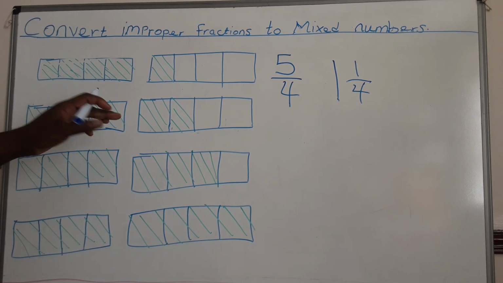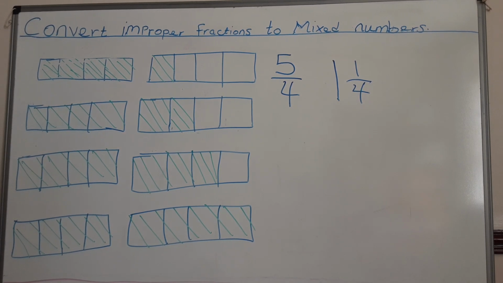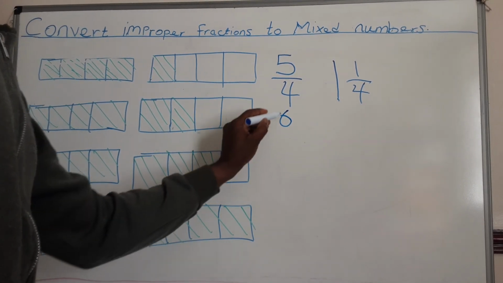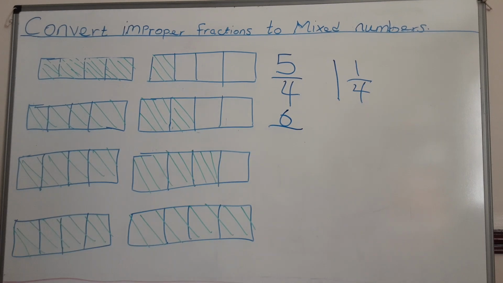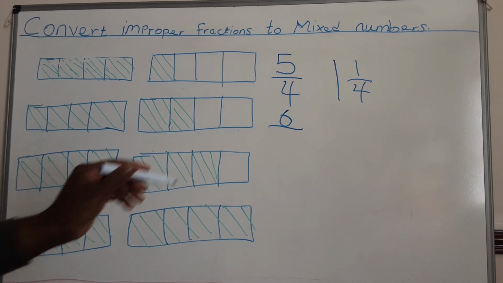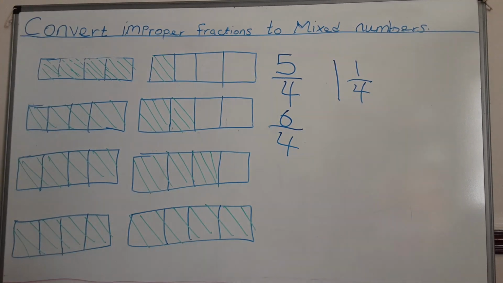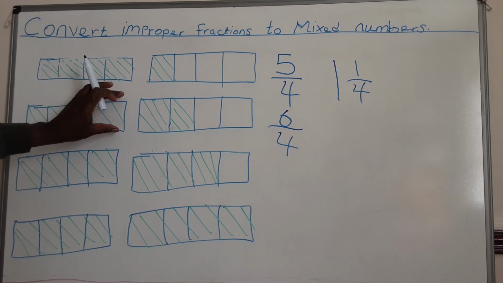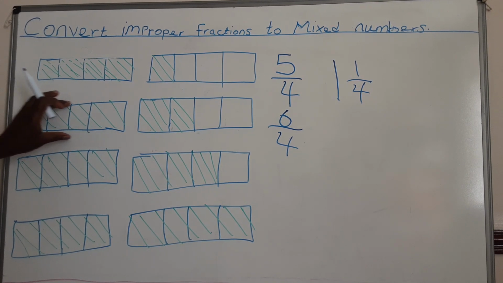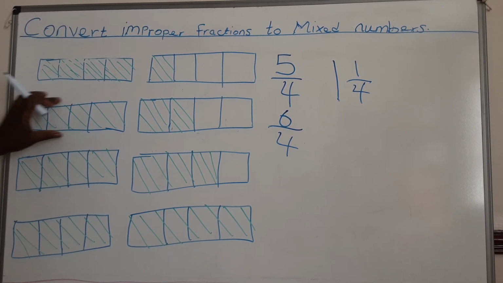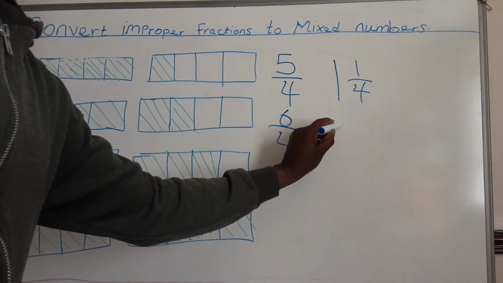Let's try this example as well. So how many parts are shaded? Let's count: 1, 2, 3, 4, 5, 6. So 6 parts are shaded. And the bar is divided into how many parts? 1, 2, 3, 4. So it's divided into 4. Now let's convert this into a mixed number. How many parts are shaded in the first bar model? We can see the whole bar is shaded. So one whole bar is shaded, so we put our one here.